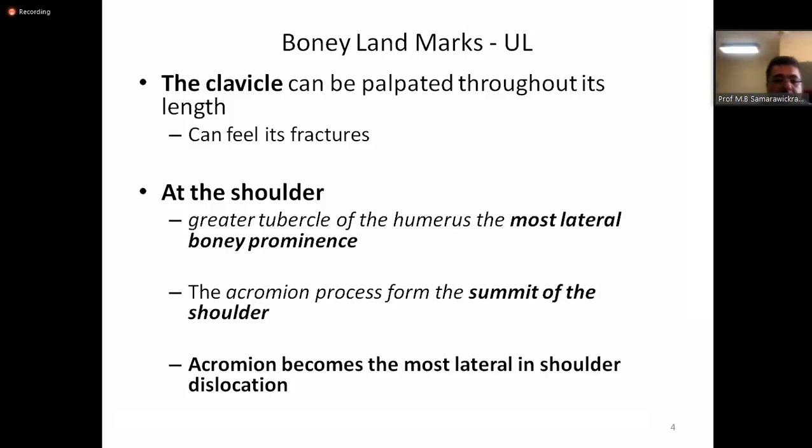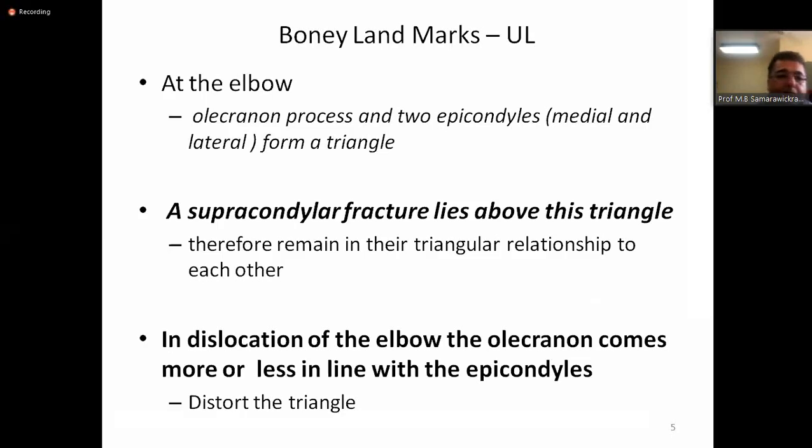I am not going to explain everything, but I will highlight what you have to remember. Regarding the clavicle, you must know it is palpable along its length, so you can feel its fractures. I will go a little faster, otherwise I will not be able to finish this in 2 hours. At any time you can raise your hand and ask questions, or you can post, right? If you want to clarify anything, or if you think I am going too fast, tell me, right?